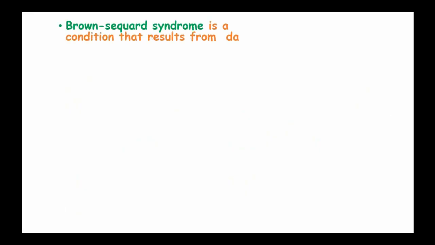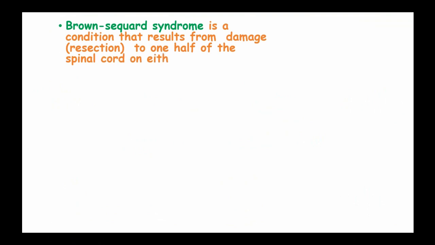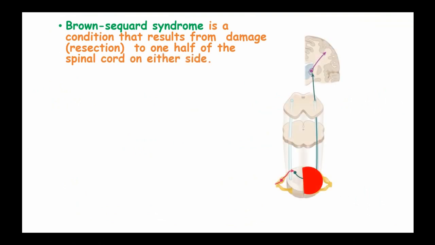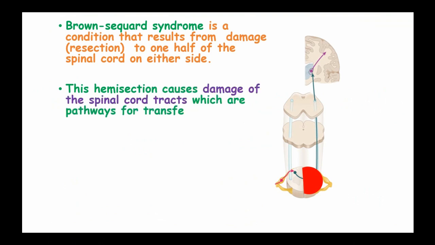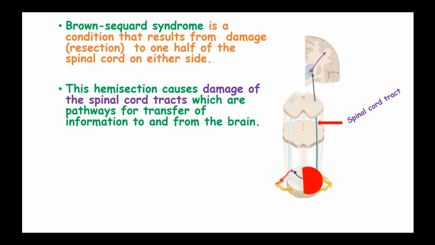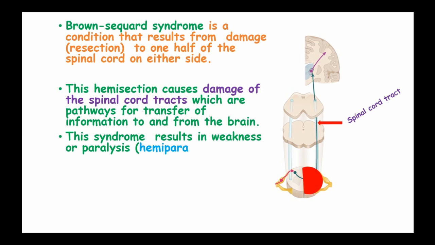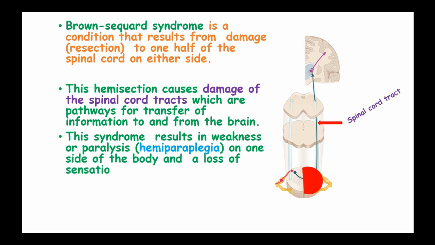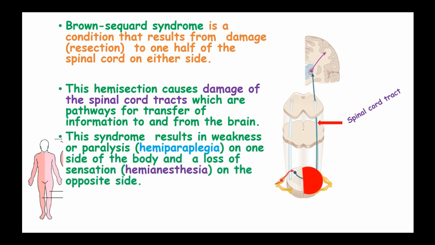Brown-Sequard syndrome is a condition which results from the damage or resection to one half of the spinal cord on either side. This hemisection causes damage to the spinal cord tracts, which are the pathways for transfer of information to and from the brain. This syndrome results in weakness or paralysis known as hemiparaplegia on one side of the body and a loss of sensation known as hemianesthesia on the opposite side.